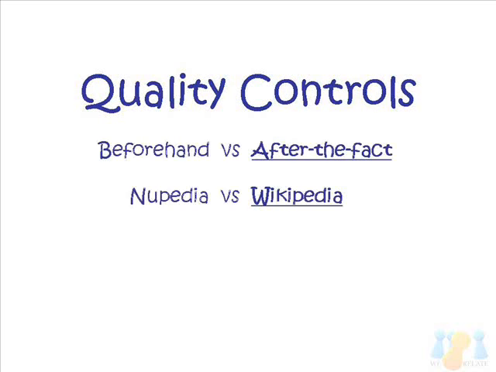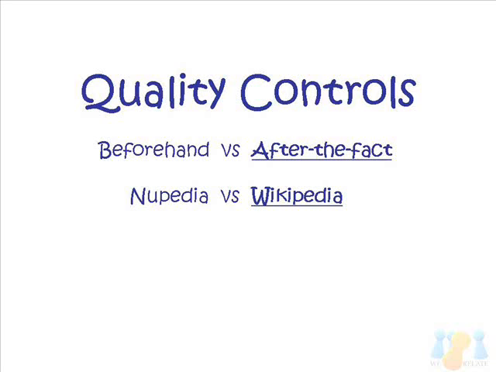Now let's talk about quality controls. There are two types of quality controls. Quality controls that are applied up front to help ensure that bad information doesn't come into a system, and controls that are applied after the fact to help make it easy to find and remove bad information if it does come into a system.